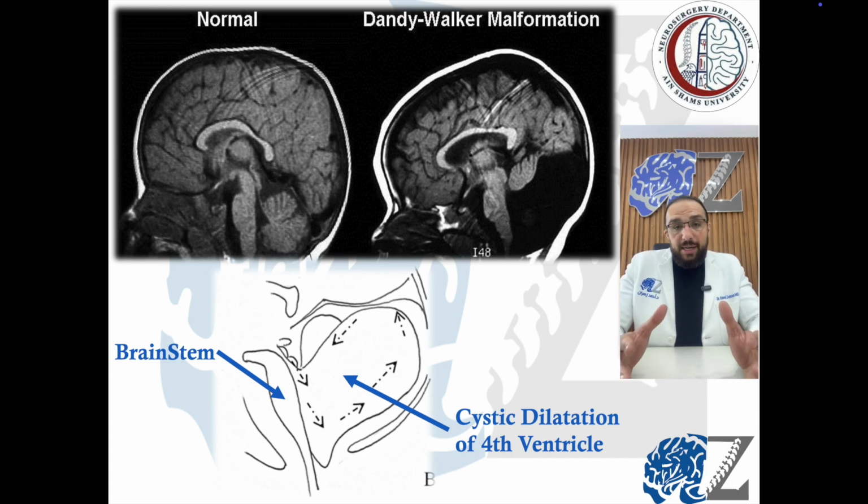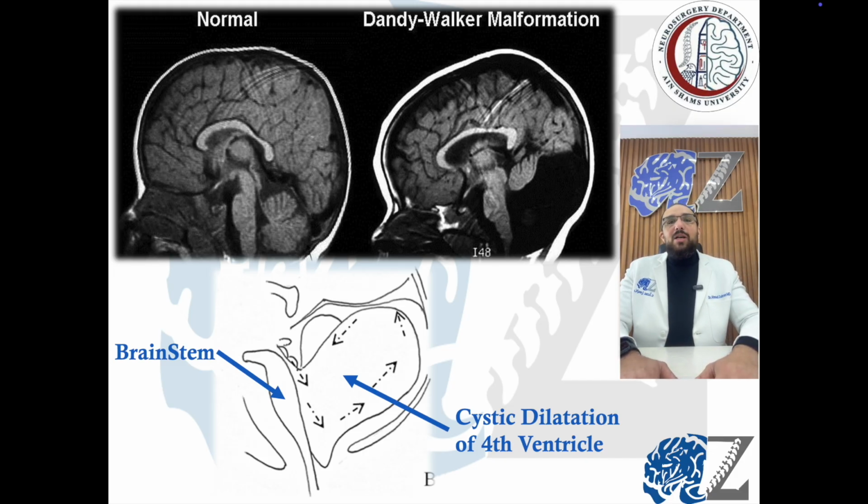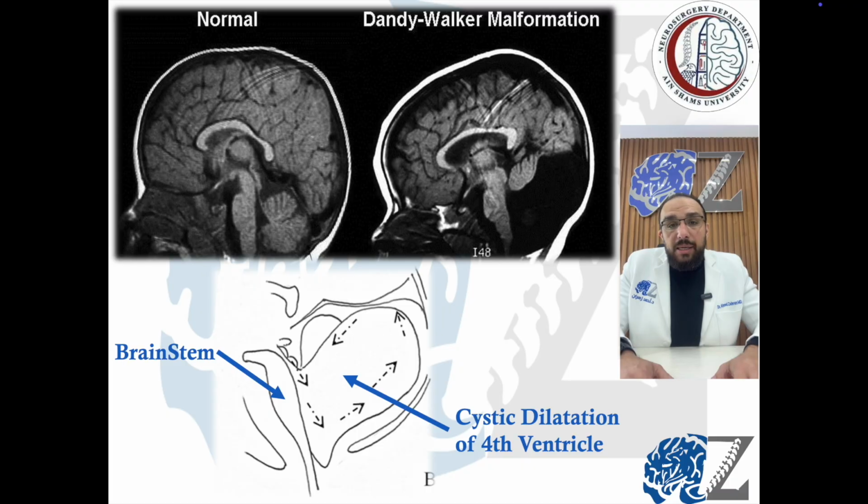And in most of the cases, the Dandy-Walker malformation is associated with hydrocephalus. This was described by Walter Dandy and Arthur Walker, and that's why it's called the Dandy-Walker malformation. This is to simplify everything in relation to the Dandy-Walker, and let's now start talking about it in detail.